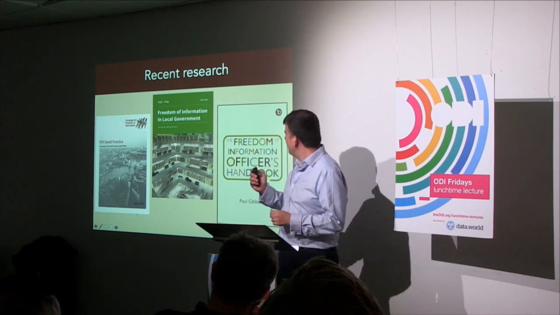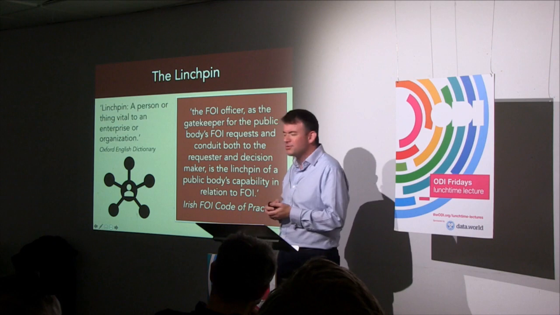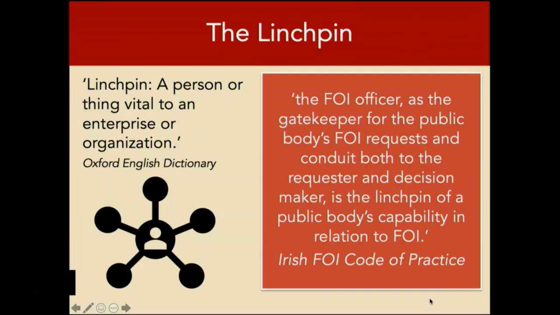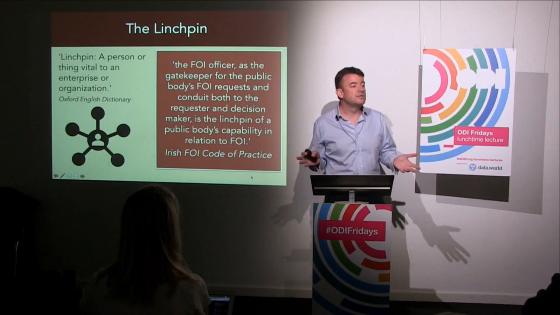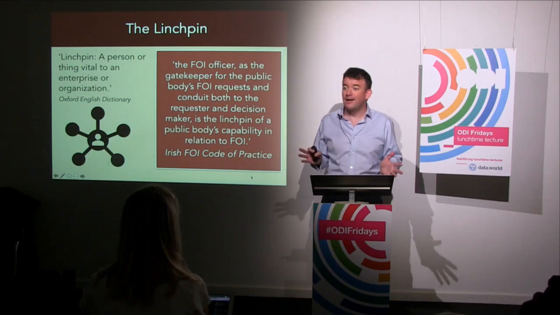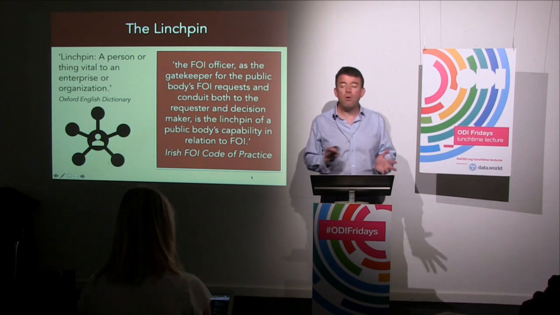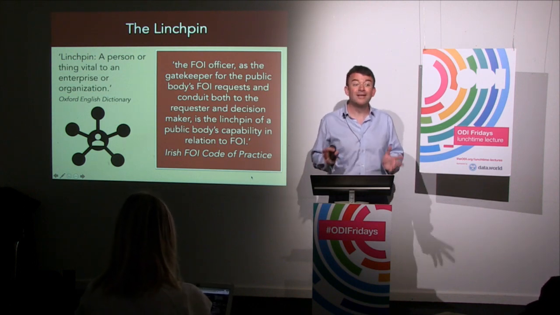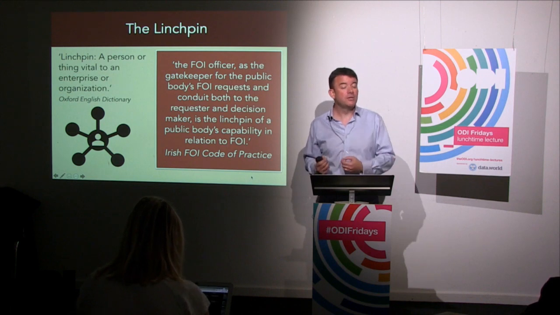So here's my main conjecture, my main point, if you like, which is that freedom of information officers are absolutely essential to freedom of information. It may seem a really obvious statement, but if you actually look at the UK's Freedom of Information Act, if you look at the Scottish Freedom of Information Act, if you look at any of that legislation, there is no reference anywhere to freedom of information officers. There is no requirement on public authorities to appoint somebody to actually manage these obligations.